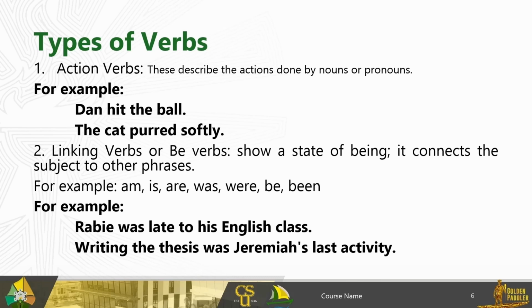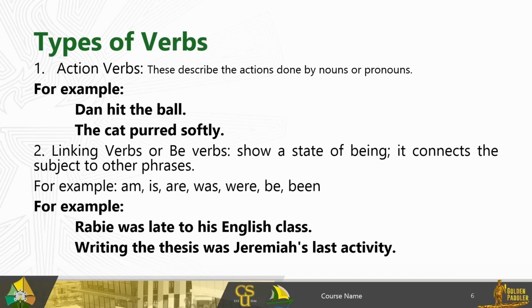Verbs have various types. First is action verb. From the word itself, this word describes the action done by nouns or pronouns. For example, Dan hit the ball. The cat purred softly. In these sentences, we have the action verbs hit and purred.